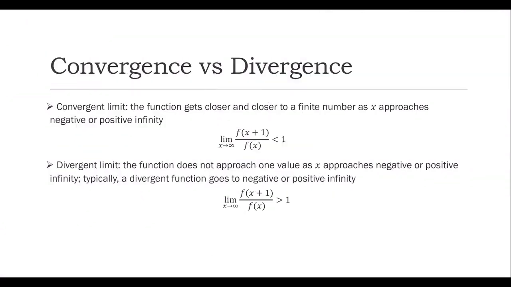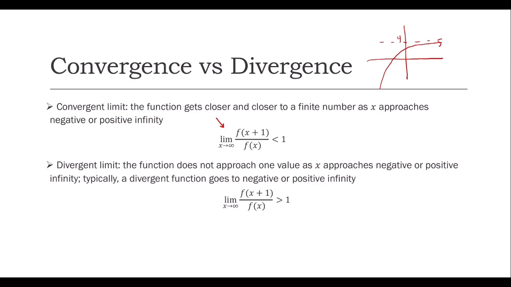All differentiable functions will be continuous, but not all continuous functions will be differentiable. So next we have convergence versus divergence. You'll have a convergent limit if the function gets closer and closer to a finite number as x approaches negative or positive infinity. So it would be convergent if it gets closer and closer to some number, like 4, for example. So if your limit as x approaches infinity of f of x plus 1 over f of x is less than 1, then you have a convergent function.